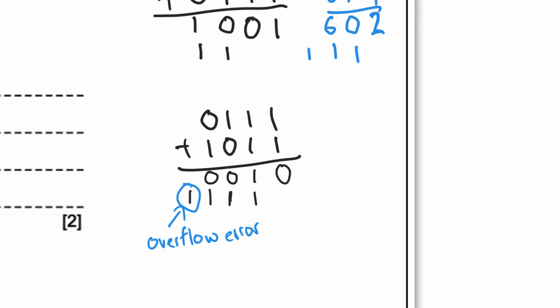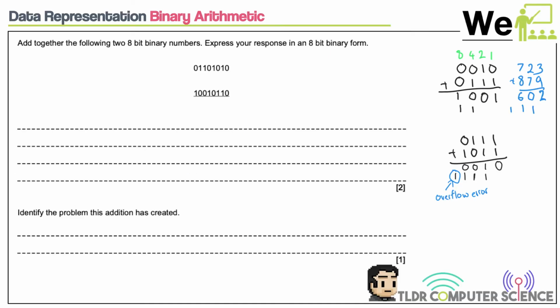Okay, why don't we try and actually apply this knowledge to the question here. Add together the following two 8-bit binary numbers, so these two, and express your response in 8-bit binary form. So it's indicating that if there is an overflow, it will just fall off the edge potentially.